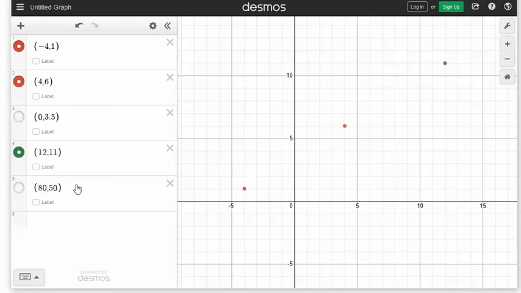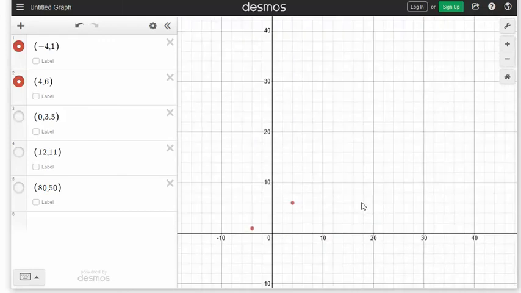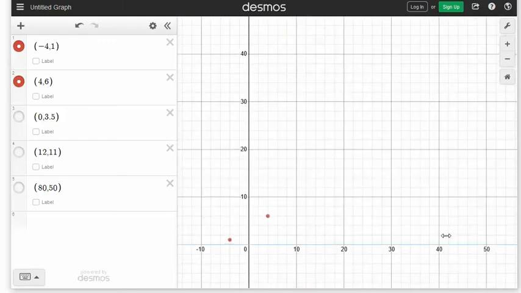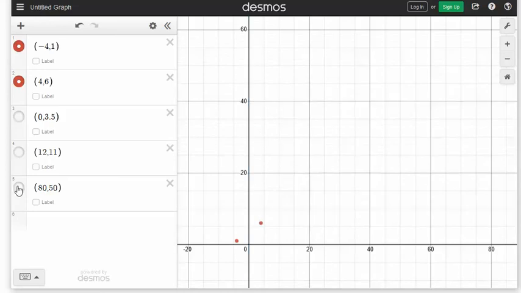Looks pretty close. How about (80, 50)? I'm gonna have to get way out here. Let's see. 80 and 50. I don't know. What do you think? Looks like it might be a little below the line just looking at it, but how do we verify that?